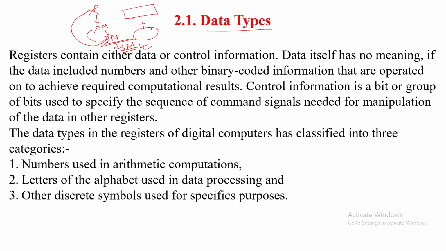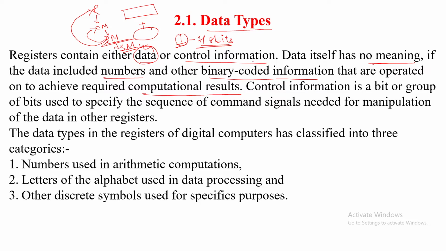Which type of data is stored by the register? Either data or control information. If you are talking about data itself, then it can be anything, from 1 bit to 7 or 8 bits. If we take 1 bit of data, it has no meaning. If we take 7 or 8 bits, then it will give an accurate result. So in the data, if we include numbers and other binary coded information, it will give the computational results, that means accurate results.